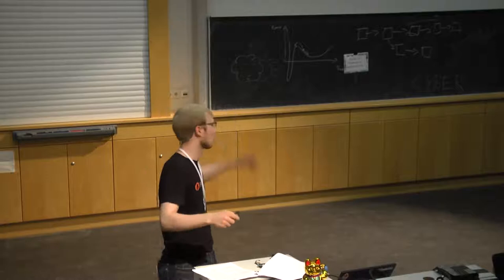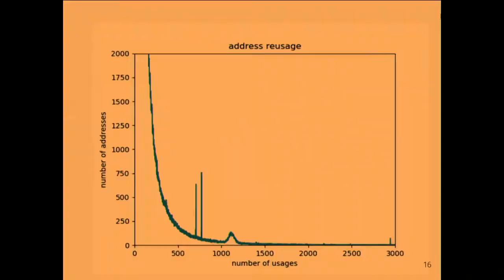Okay, address reuse. We have spoken about the encouragement of using addresses just once. I have just counted how many addresses were reused. What we see here is the number of usages and the number of addresses that were reused that often. Approximately 150 addresses are reused 500 times, about 50 addresses are reused 750 times, and quite a lot of addresses are reused at least 250 times.